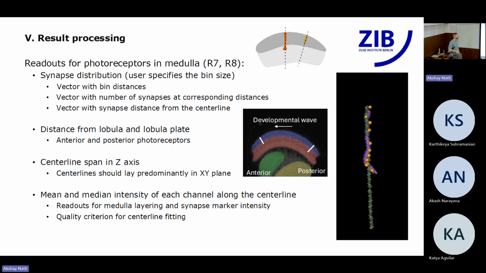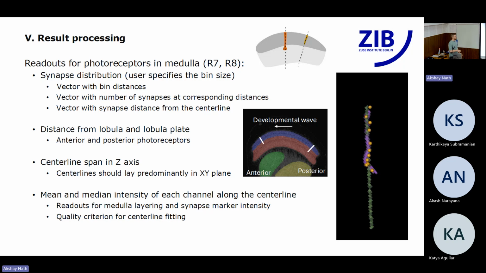Then we have another important biological readout, which is the distance of each photoreceptor from the lobula and lobula plate. Here we have this figure that I've shown before, and here we can see the brain regions.